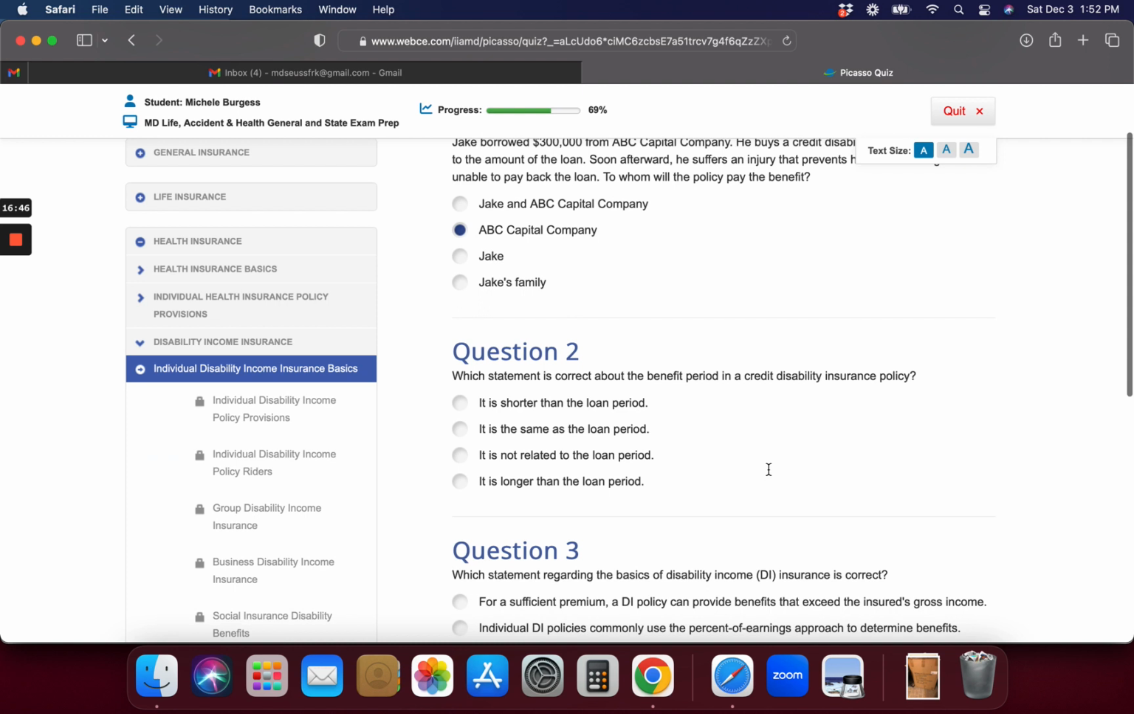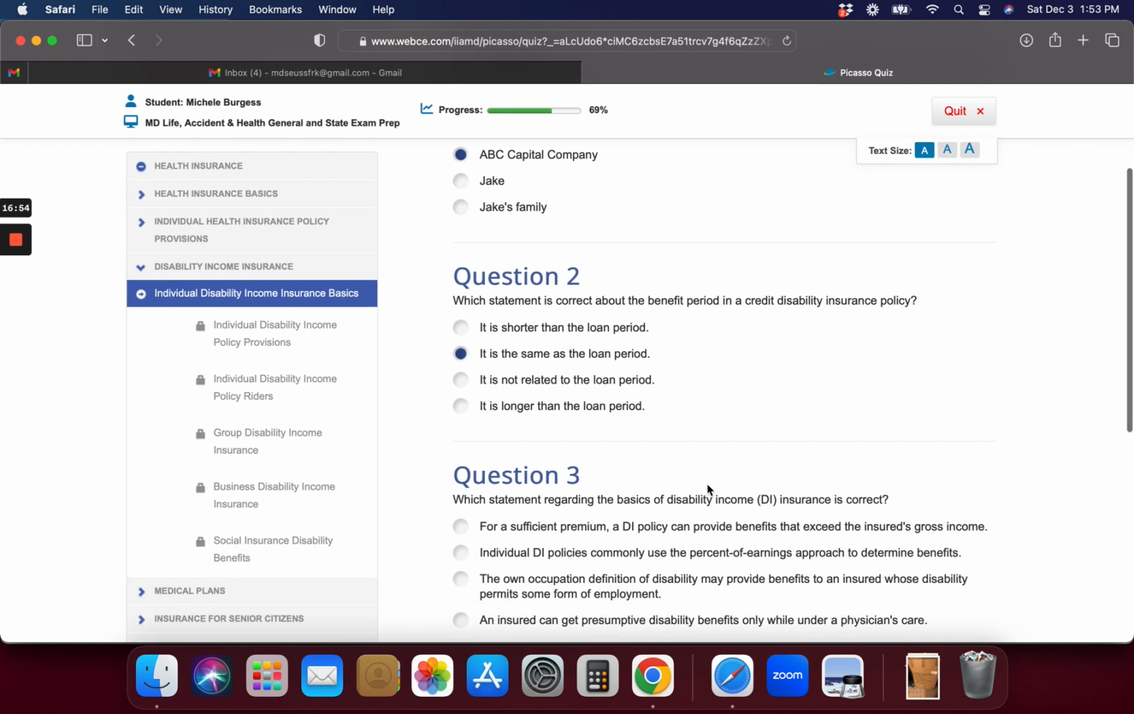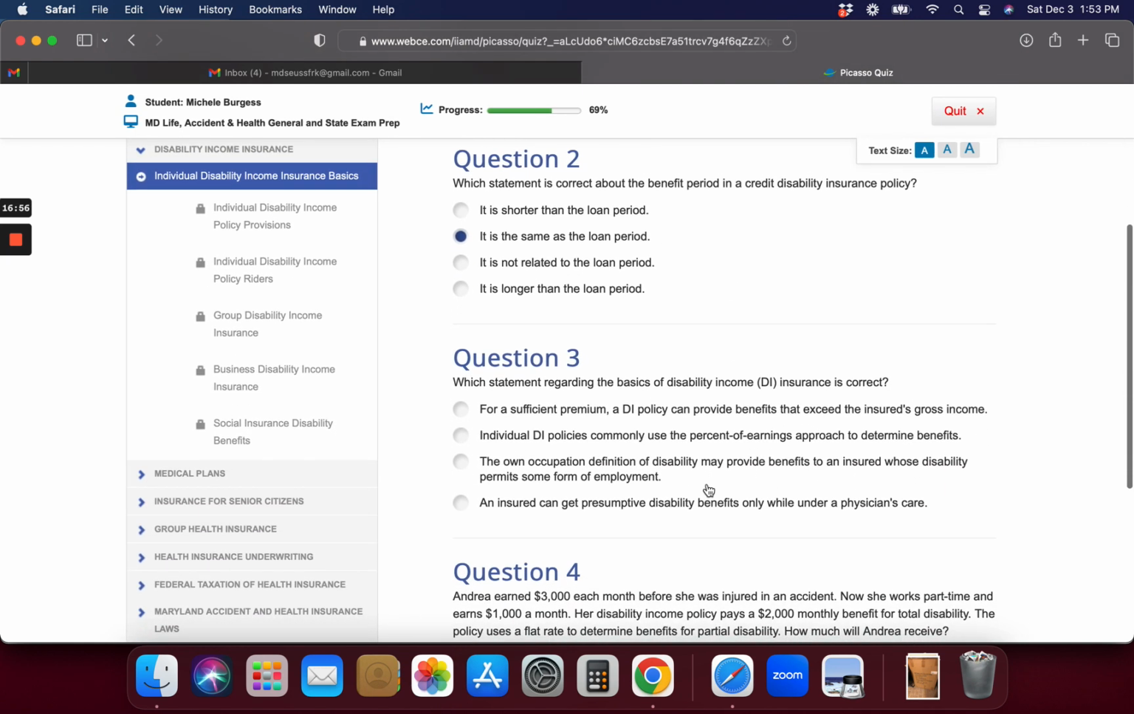All right. Which statement is correct about the benefit period in a credit disability insurance policy? It is about the same as the loan payment, I'm guessing there, totally. All right, which statement regarding the basics of disability income insurance is correct?